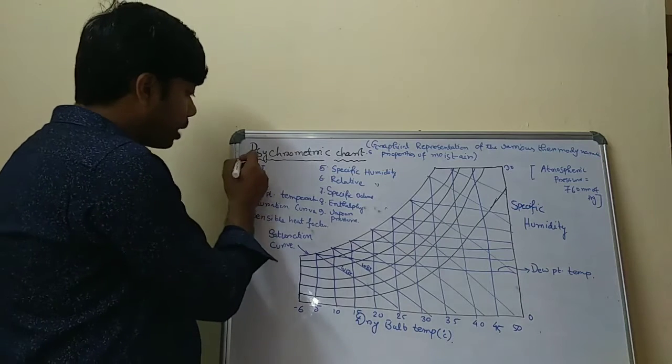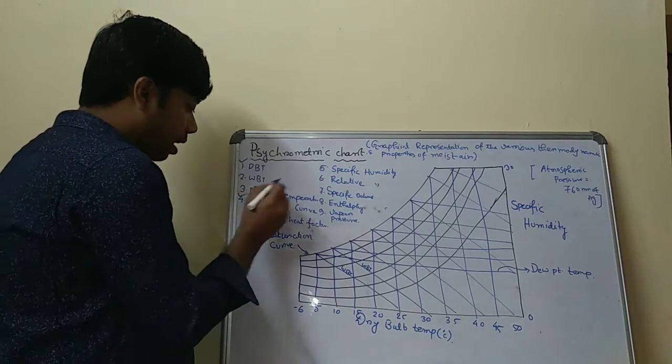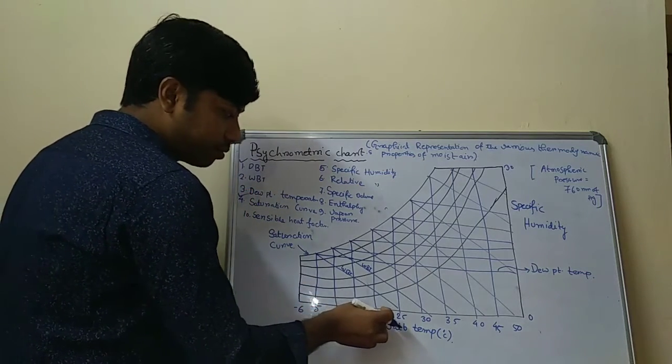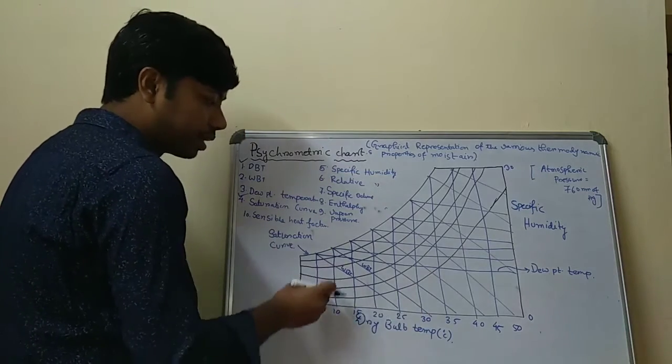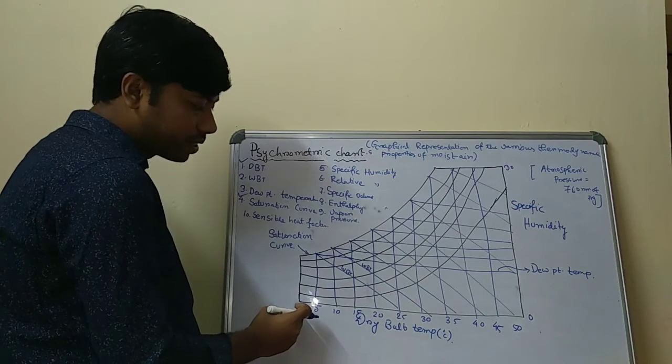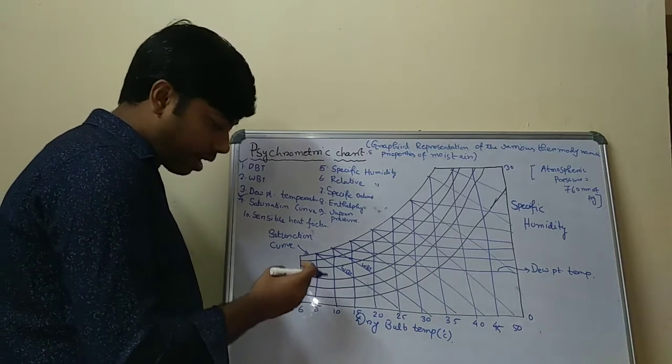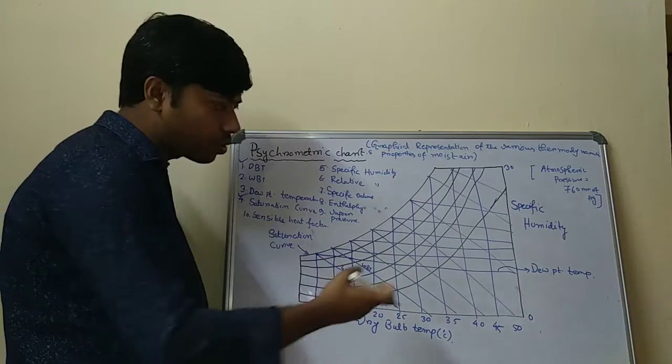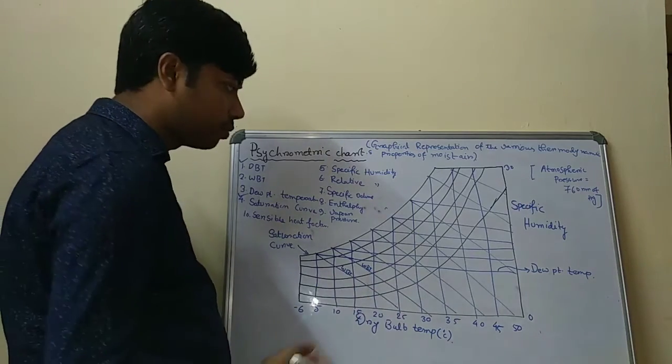Now, the dry-bulb temperature and the saturation curve. This is your dry-bulb temperature, which is vertical and uniformly spaced. The temperature range in a psychrometric chart is from about -6 or 10 degrees Celsius up to around 45 to 50 degrees Celsius.